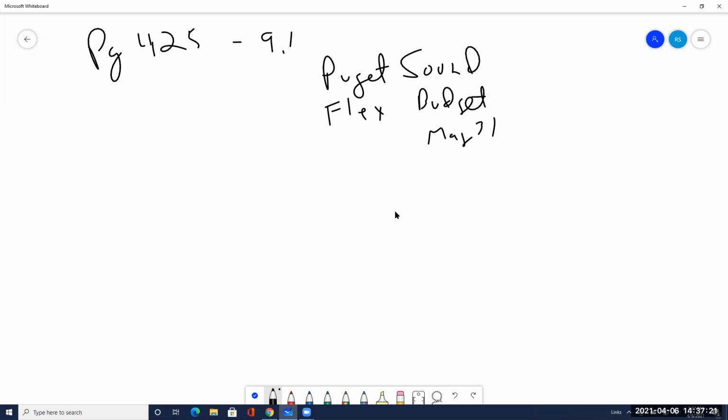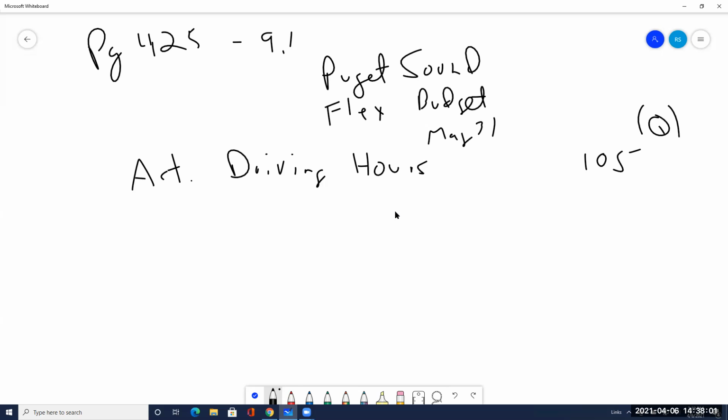And we would do this after the month of May was over. Now, we may change the budget going forward, but we're probably going to do this after the month has passed, because we know now the actual number of hours worked. So we've got actual driving hours, which is 105. Okay, and that's going to be the number that we use for everything. That's going to be our Q.